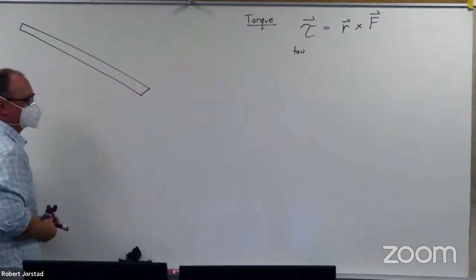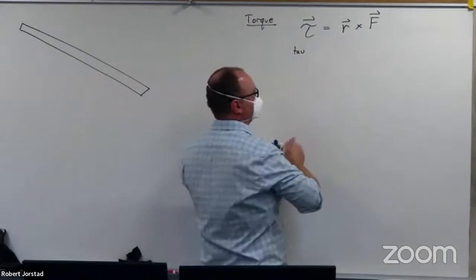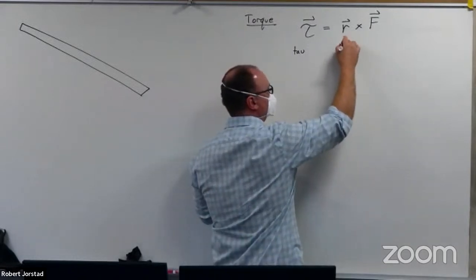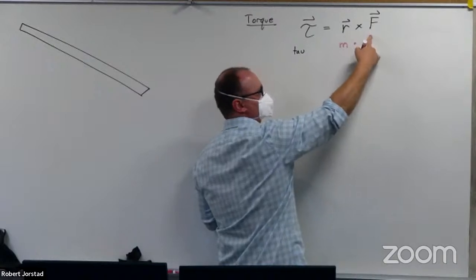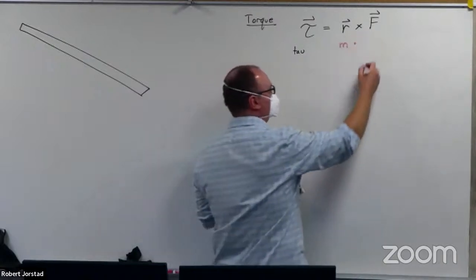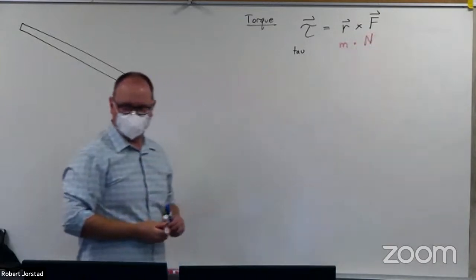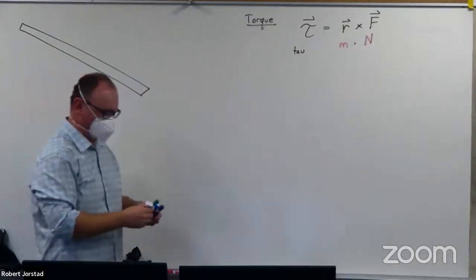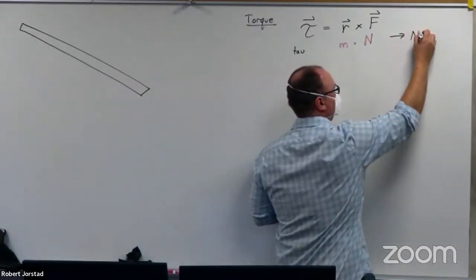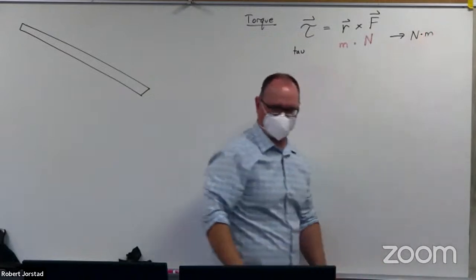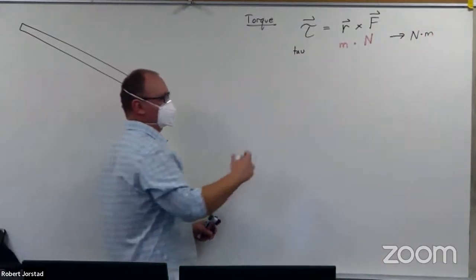What are the units for radius? Meters. What are the units for force? Newtons. Now, one of the annoying parts is the units we usually say are newton meters. But has anyone ever used a torque wrench? Sometimes they're used in units of foot pounds.